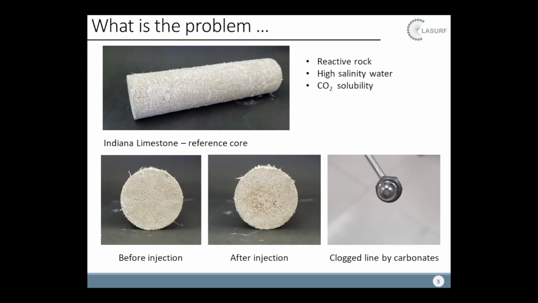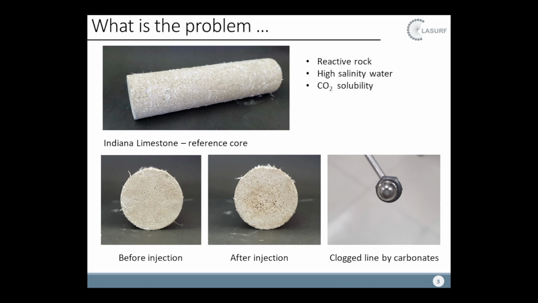So when we talk about the reactivity of a rock, this is before we start the experiment. This is after we start the experiment. You can see a lot of dissolution just because we inject high salinity water with CO2. As said before, if you have some dissolution, you get some precipitation in some place. Sometimes you get the precipitation inside the rock, sometimes inside the lines of the experiment.